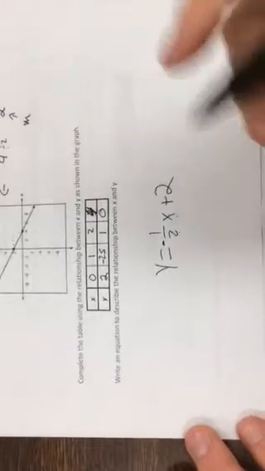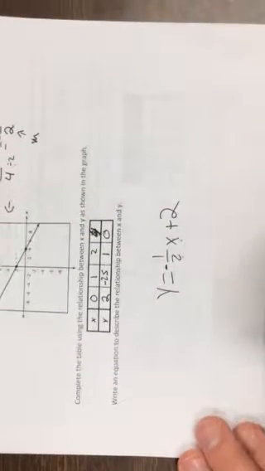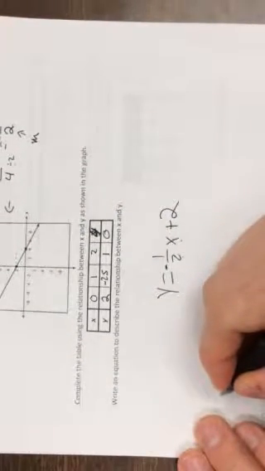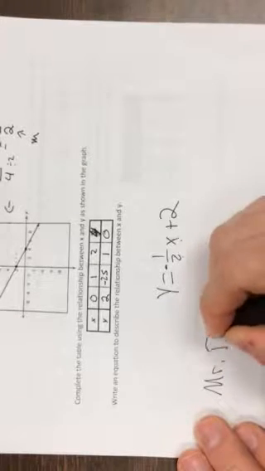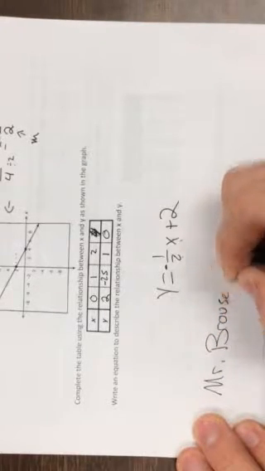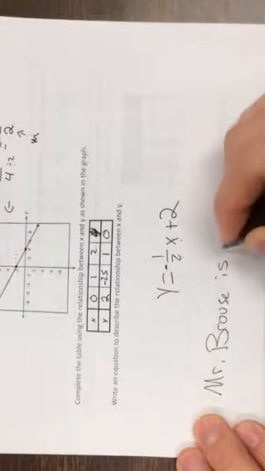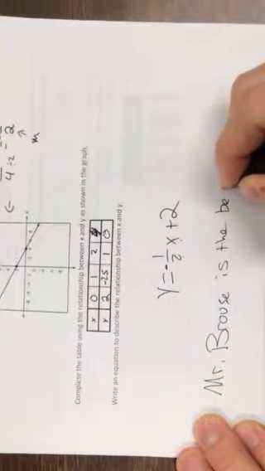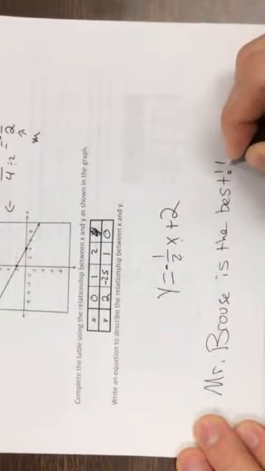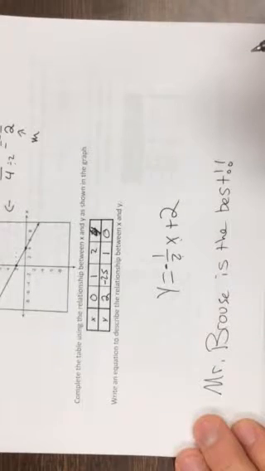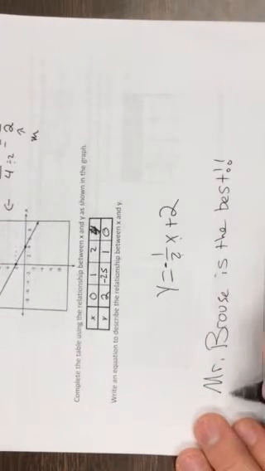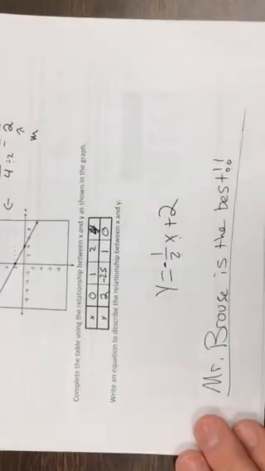And on the last question at the very end of your test, if you write "Mr. Browse is the best" with 2 exclamation points, it has to have 2. If it doesn't have 2 exclamation points, it's not going to count. If you write that on the bottom of your test, I'll give you an extra 5 points. Bye.